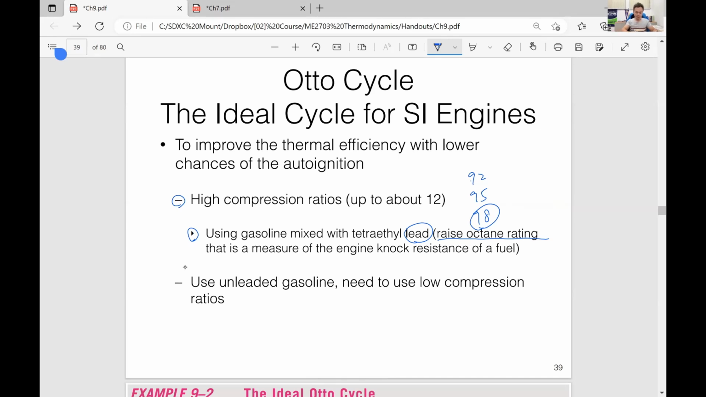Another thing is to use unleaded gasoline. But using unleaded gasoline, you will need to use low compression ratios. So this is a kind of trade-off between compression ratio and gas with very high octane ratings. It's a trade-off.